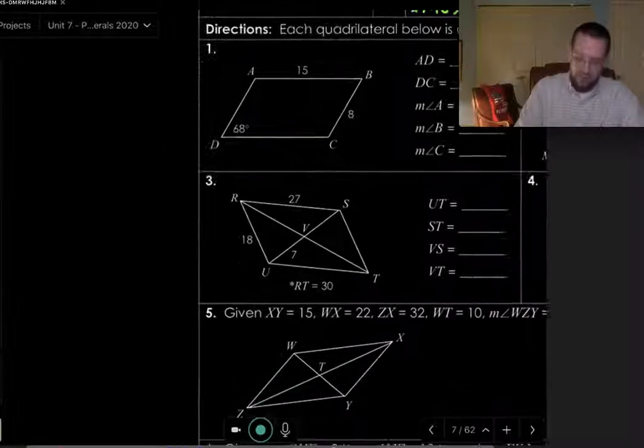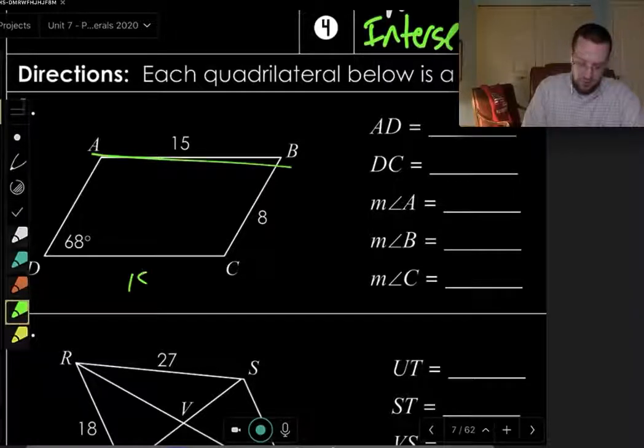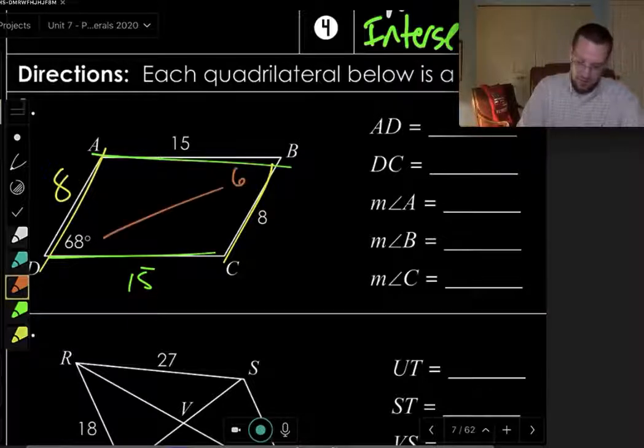And what does this mean? Well, if we just look at this figure here, this is super easy to do. So this one's 15, because these two are right across from each other. This one is 8, because these two are right across from each other. That means that this one is 68.